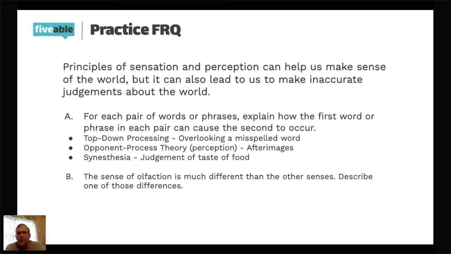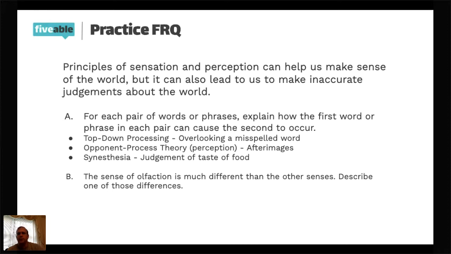So what part A is asking, and they've done things like this in the past, is you have two pairs of things. I don't say A and B, but how could the first part affect the second part? How could top-down processing affect or cause overlooking a misspelled word? How could opponent process theory of perception affect afterimages? And how could synesthesia affect the judgment of the taste of food?